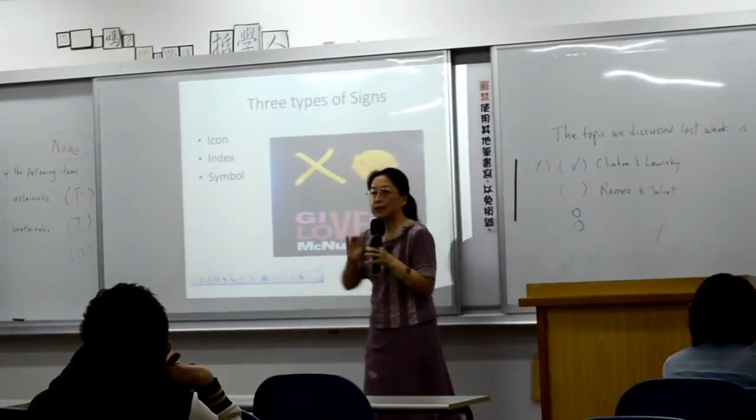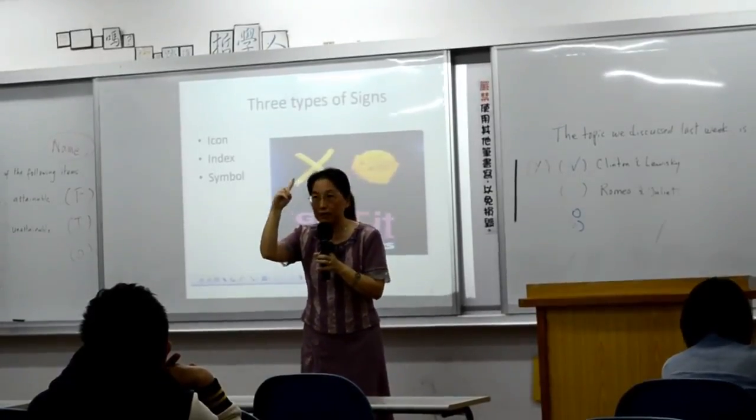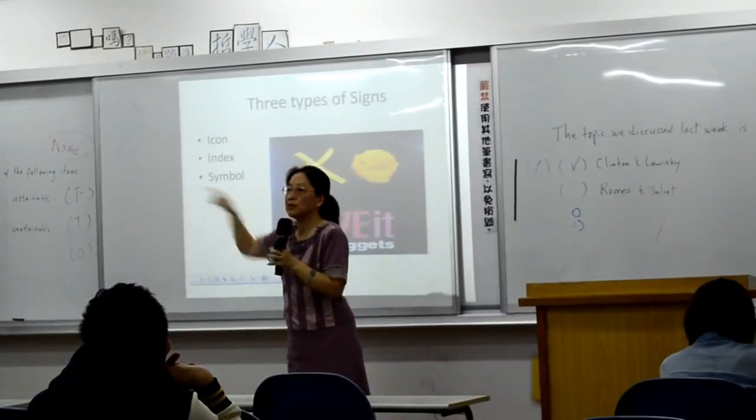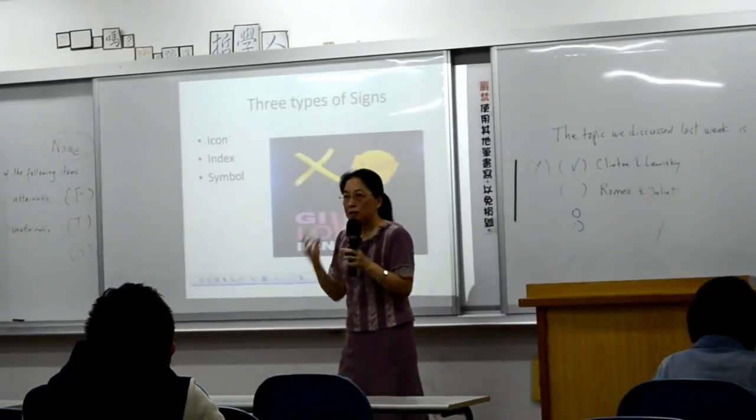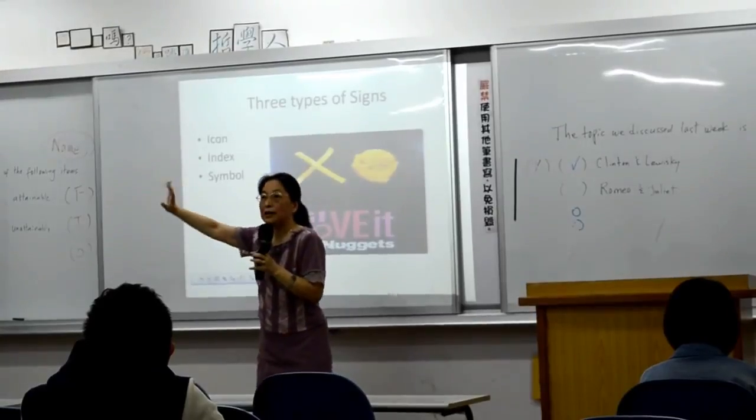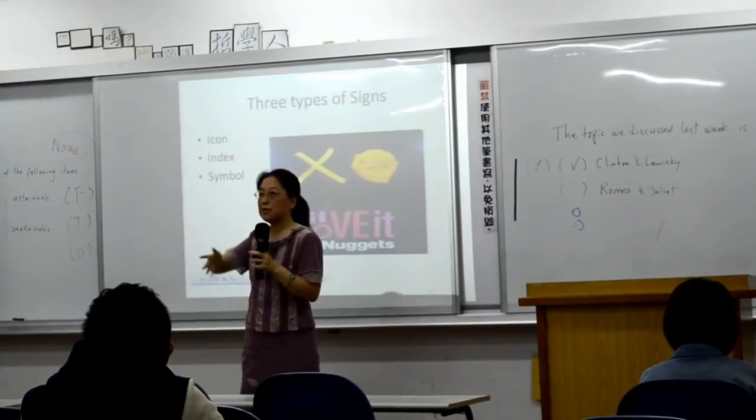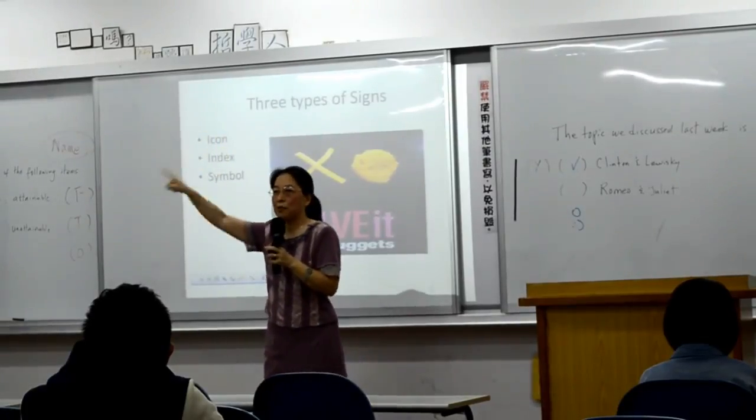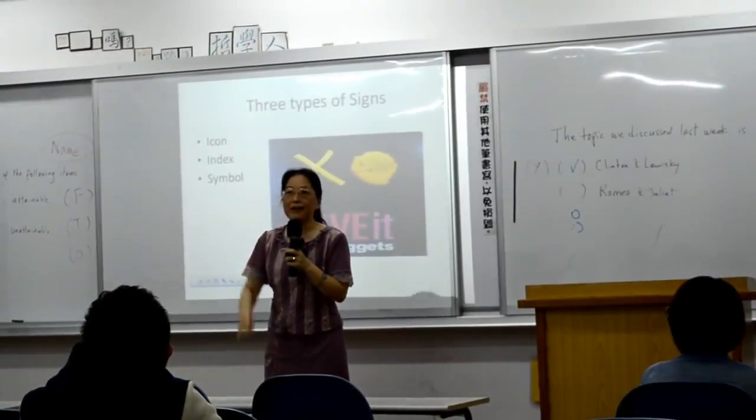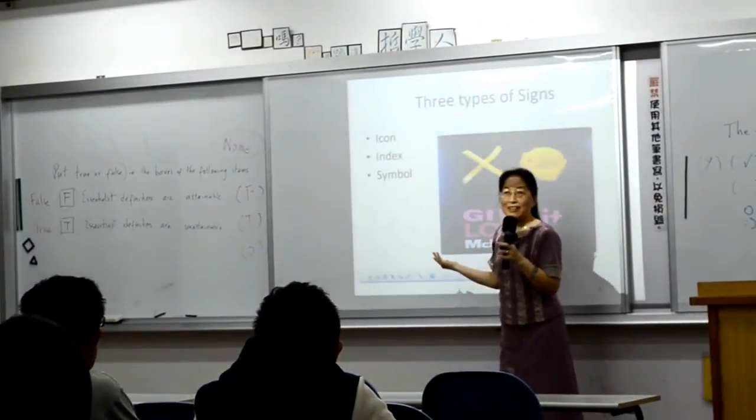An index is something which means point to. Index, like your index finger, right? You use your index finger to point at things or point to a certain direction. Certain signs are used to point to something else. For example, if you see smoke, what does that point to? If you see smoke, yeah, Jean? Fire. So smoke is an index of fire, right?